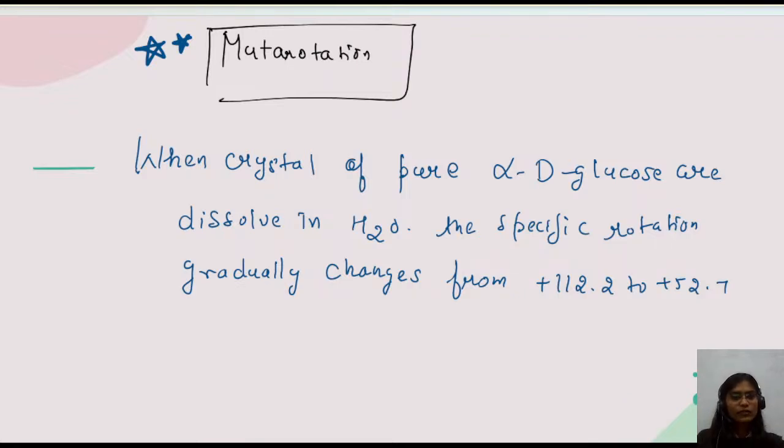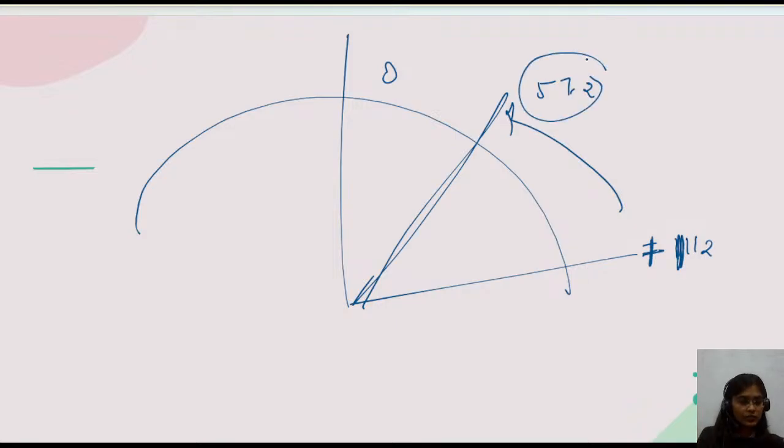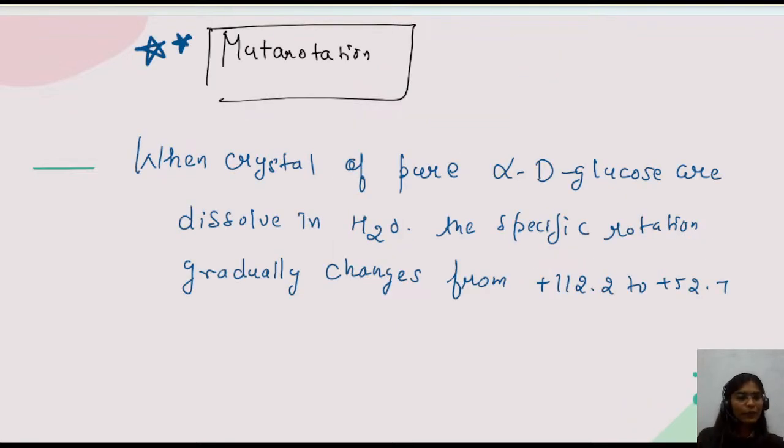Okay, what is the meaning of rotation? Let's suppose this is a scale, I already told you about the scale, and this is 0. In the first one, the rotation is plus 112. Now if you add it into the water, the rotation changes a little bit, and let's suppose the new scale reading is 52.7 there. So the rotation changes. Something is happening, that's why the rotation changes. We will cover that, wait. So this is when alpha D glucose is dissolving in water.